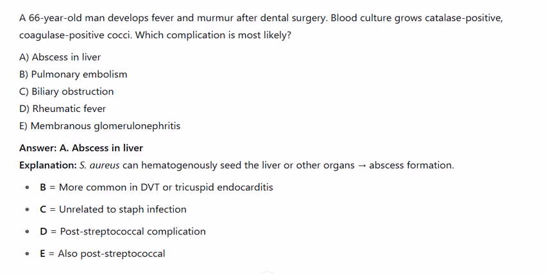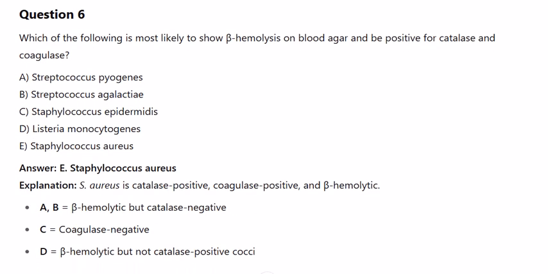Question 6. Which of the following is most likely to show beta hemolysis on blood agar and be positive for catalase and coagulase? A. Streptococcus pyogenes. B. Streptococcus agalactiae. C. Staphylococcus epidermidis. D. Listeria monocytogenes. E. Staphylococcus aureus. Answer E. Staphylococcus aureus.